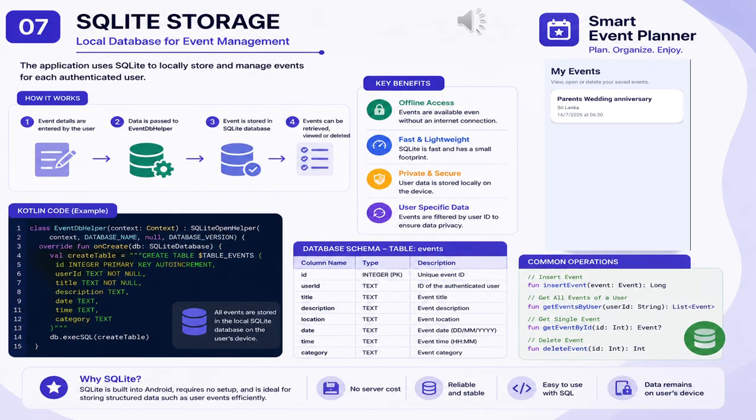This section explains why we used SQLite storage. When a user creates an event, the data is passed to the event DB helper class, which handles database operations such as inserting, retrieving, and deleting events. Each event is associated with a specific user ID, ensuring that users only see their own events. SQLite is lightweight, fast, and does not require an internet connection, making it ideal for mobile applications. This approach improves performance and ensures data availability even when the device is offline.